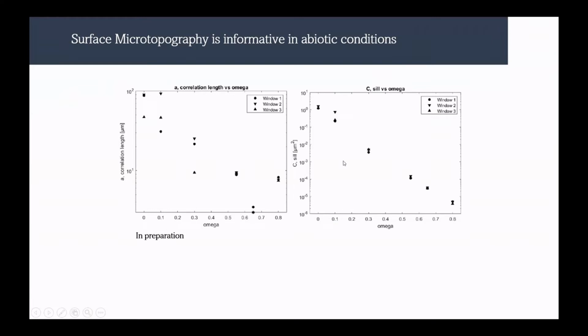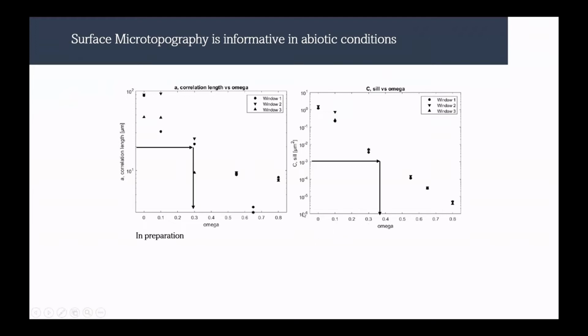And so how can we use this observation? If we have an unknown data set of a calcite surface that went through dissolution, but we don't know the conditions of dissolution, we can measure the semivariogram and then enter these plots. Once we know the correlation length and the sill, we can back estimate the corresponding omega value and have an idea of the conditions under which we have dissolution.